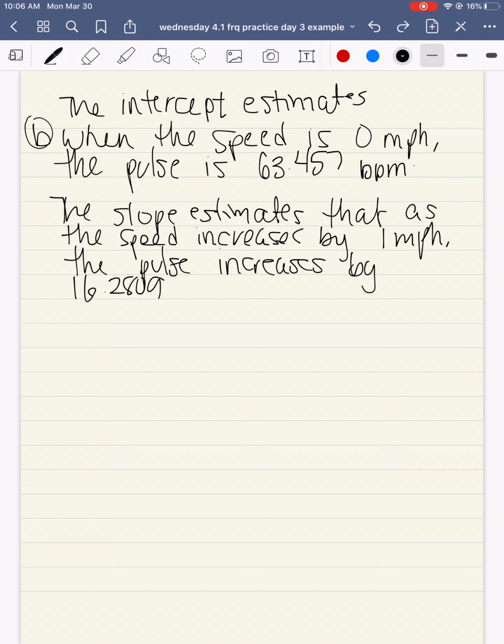And then our units are beats per minute. So in this situation, normally we would write the estimated pulse increases by whatever this may be. But because we use the word estimate to begin with, we don't need to say the predicted pulse or the estimated pulse. We've already said that. So by providing this estimate word here and here, it's already assumed that this is the prediction equation.